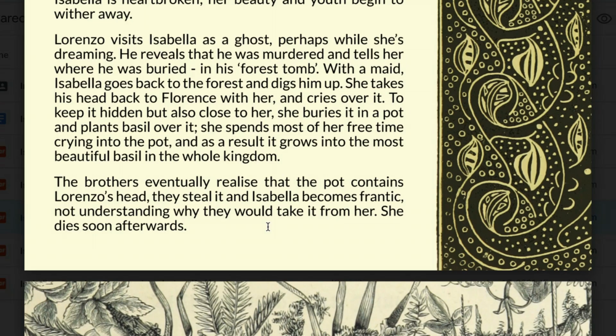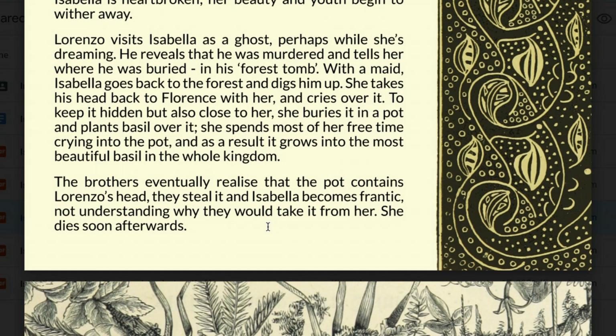I think it's also symbolic of the union between Isabella and Lorenzo. In a normal situation, they would have got married and had children and created something between them. And because they're unable to do that, the basil plant is a stand-in for what Isabella and Lorenzo are able to create together.